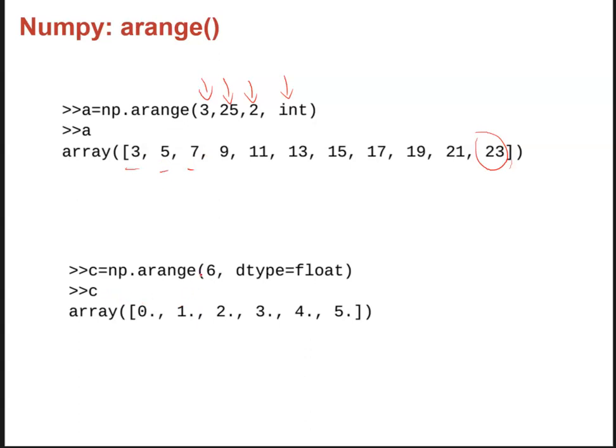Now, if you don't give it any initial starting point, it's going to start from 0. And this is just to illustrate that you can also change the data type to float. This is going to give you numbers from 0 to 6, and each number is going to be a float.